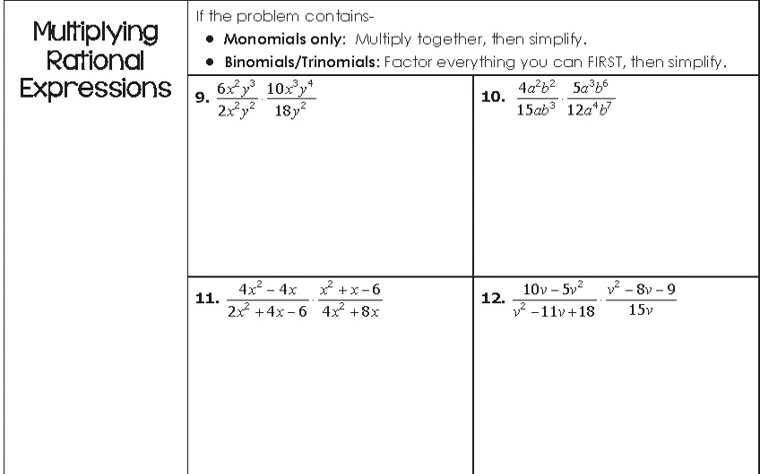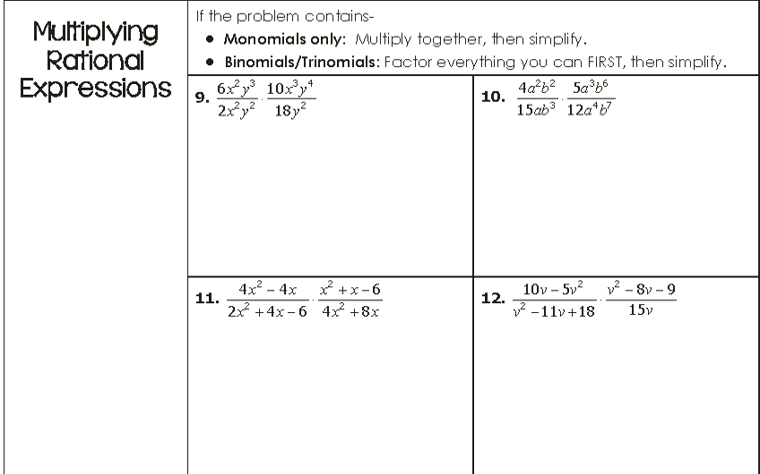Rational expressions. Okay, we've got two scenarios. The first one we're going to look at is if the problem has monomials only. Okay, so single terms. There's no addition and subtraction anywhere. So like 9 and 10, those are rational expressions with monomials.